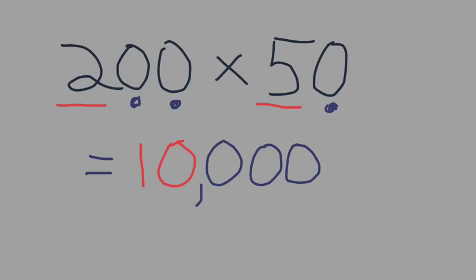Notice how I didn't get tripped up by the fact that there was a 0 when I multiplied 5 times 2. Because I used this method, I was able to have the correct number of zeros in my product.